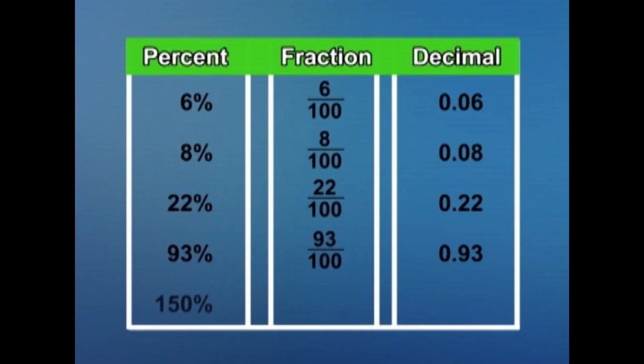The next one's a little different, 150%. Now we said that percent means of 100, but here we have 150. So we have more than a whole number. We have 1 and 50 over 100. That's the same as a decimal 1.5, because 50 over 100 is the same as 5 over 10, 1.5.